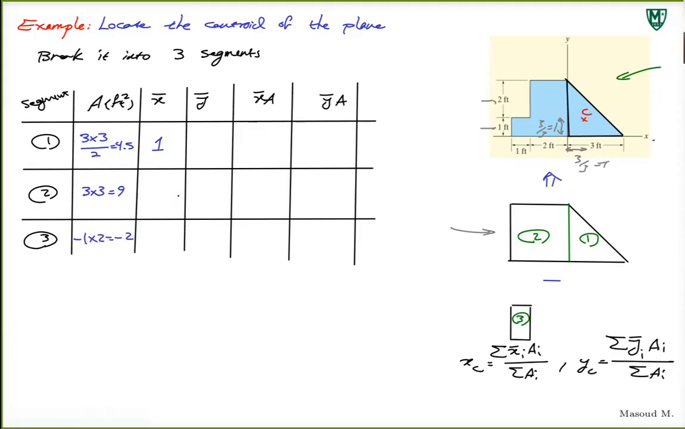Let's look at the X bar for segment 2. Where is X bar for segment 2? This is our segment 2. Right? This is the triangle. Segment 2 is this area. And this is our segment 2.